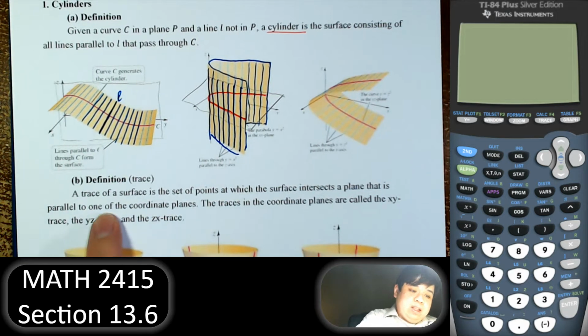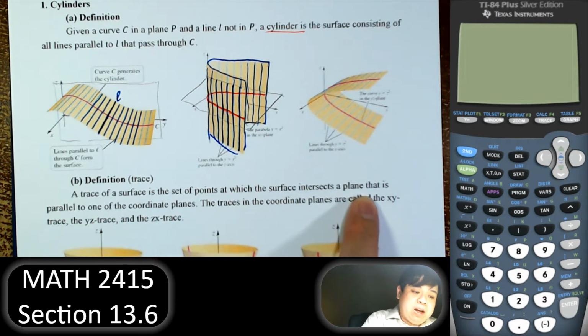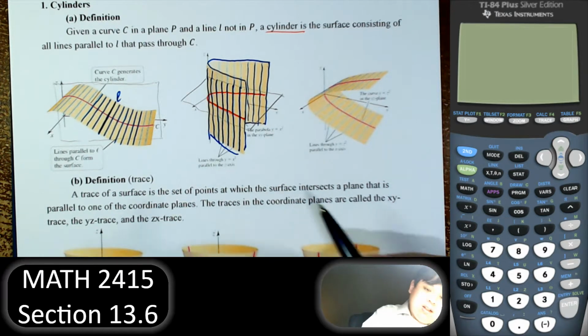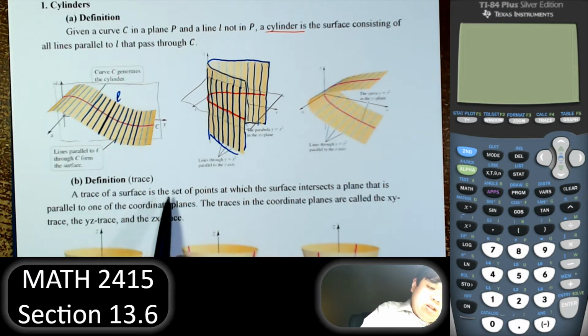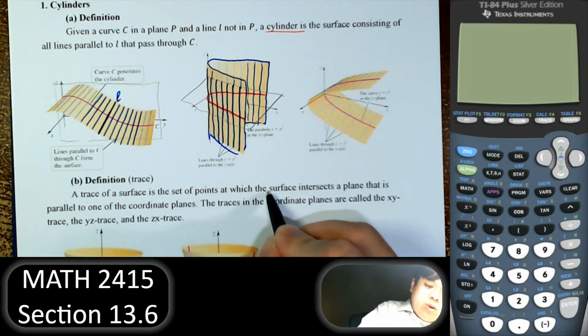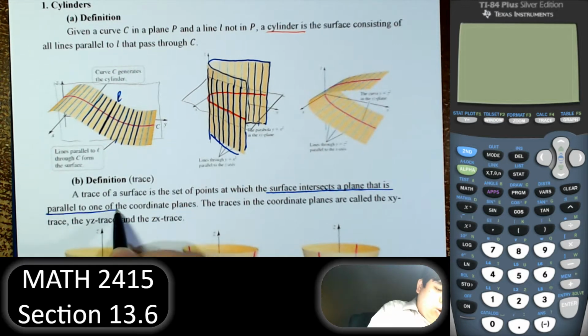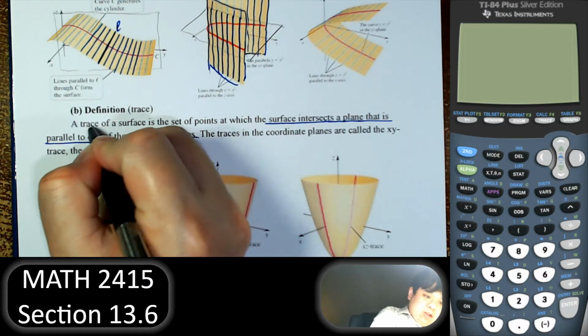A trace of a surface is the set of all the points at which the surface intersects a plane that is parallel to one of the coordinate planes. The coordinate planes are XY, YZ, and ZX. So the surface will intersect a plane that is parallel to one of the coordinate planes, and that gives us a trace.